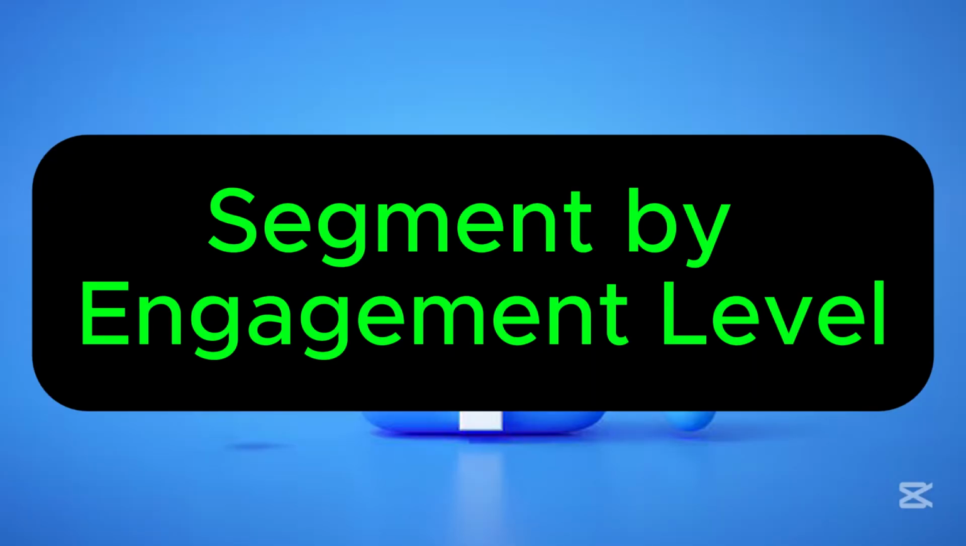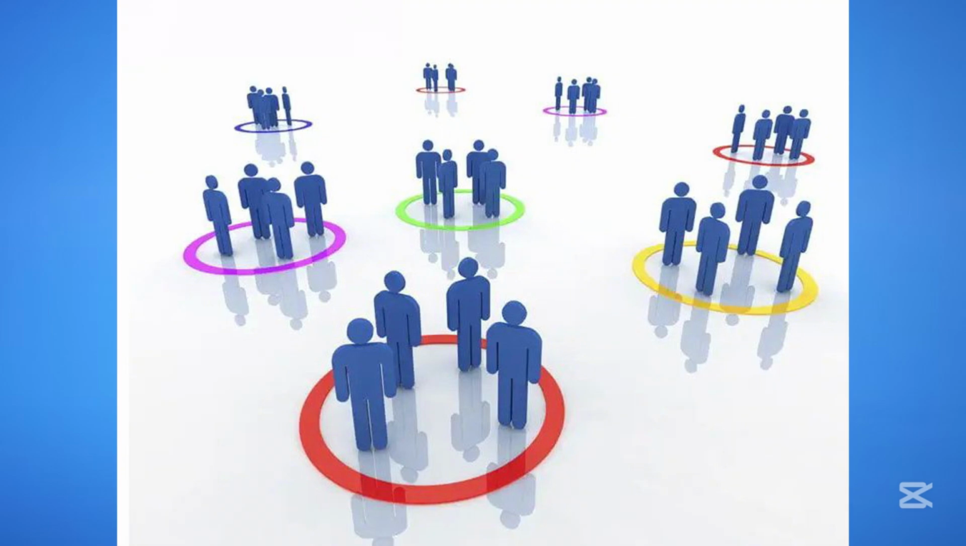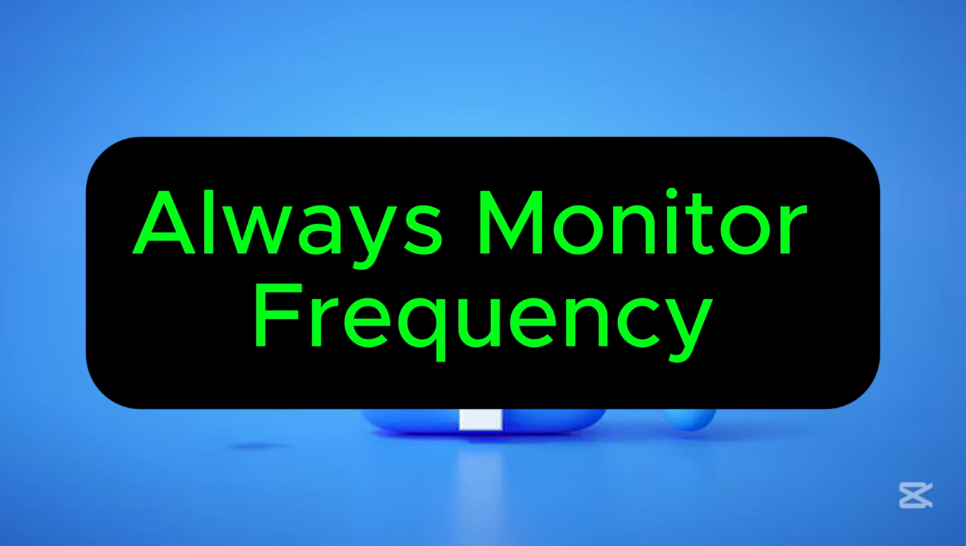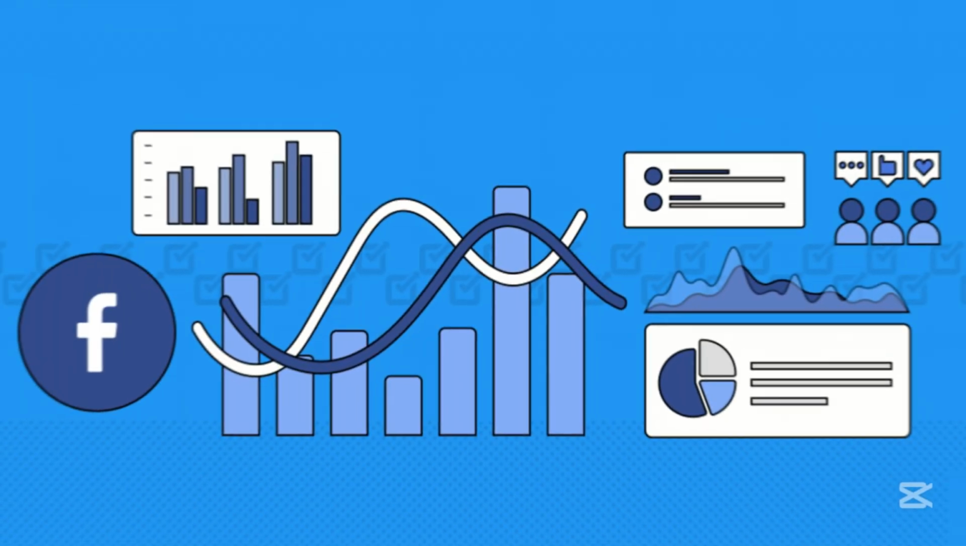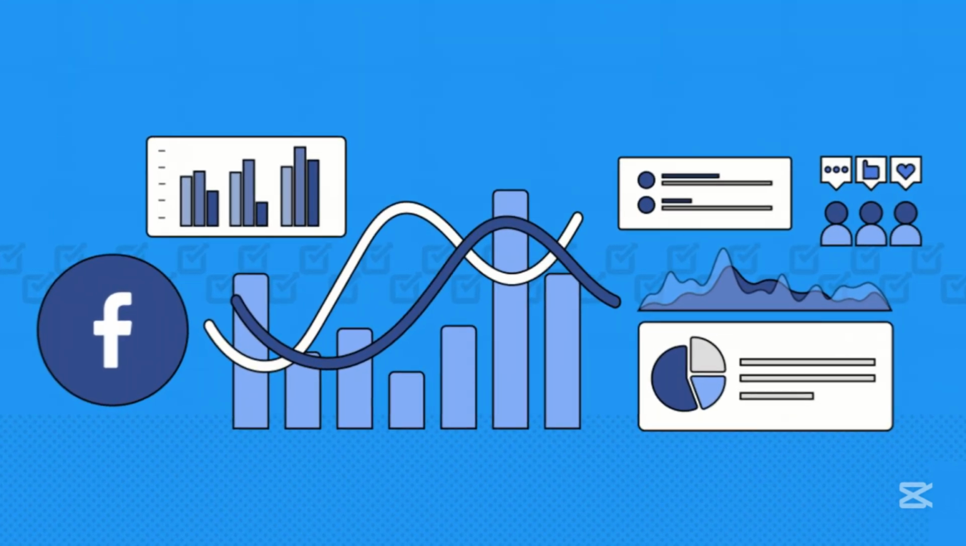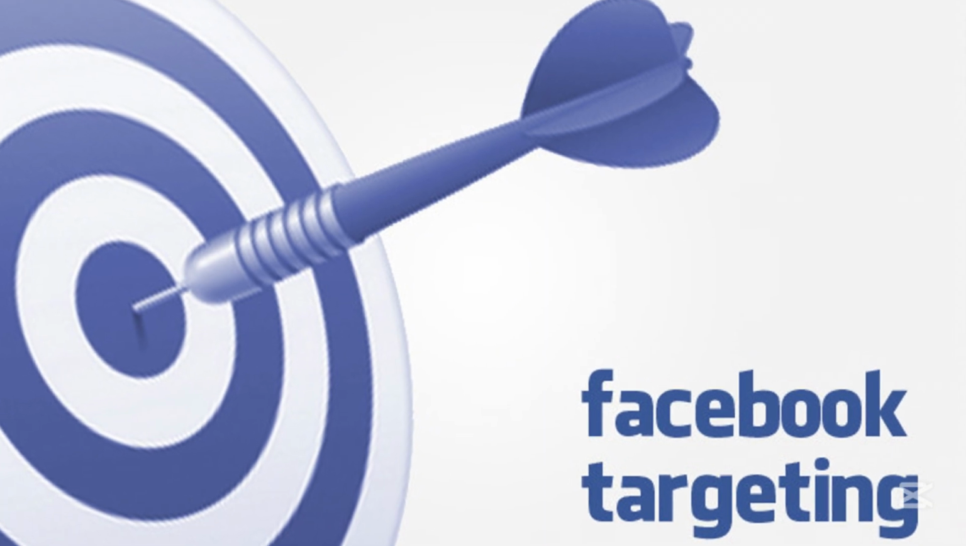2. Segment by engagement level. Create separate audiences for viewed products but didn't buy with a 7-day window. Added to cart with a 14-day window. Past buyers, exclude these from prospecting. 3. Always monitor frequency. If frequency exceeds 3 to 5, refresh creatives or narrow audiences. Follow these rules, and your custom audiences will stay laser-targeted.